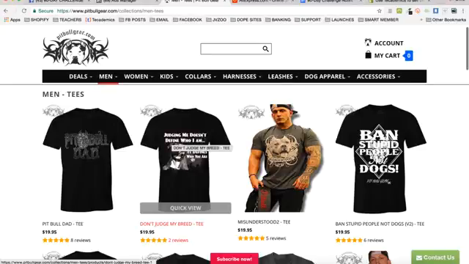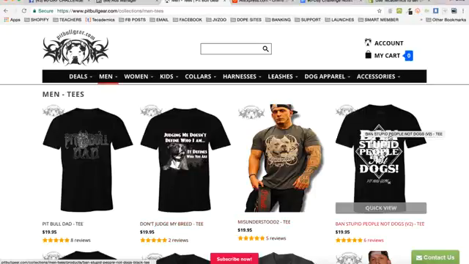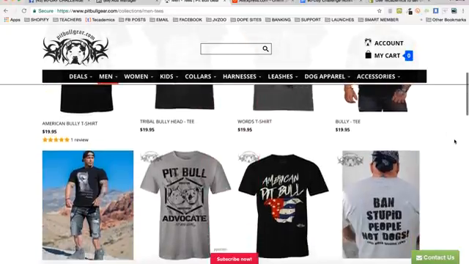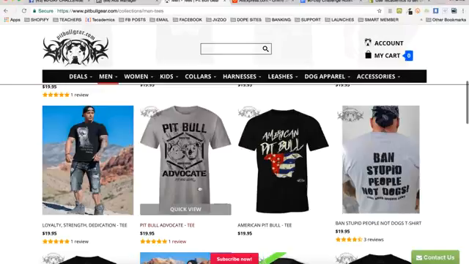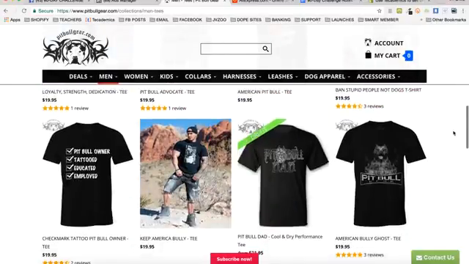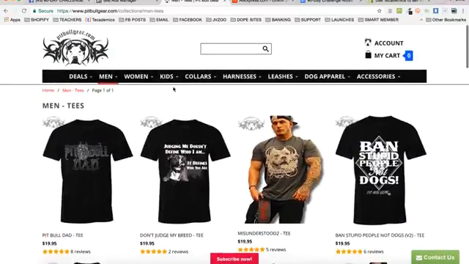Judging me doesn't define who I am, it defines who you are. This is basically calling out people that judge people who own pit bulls. Here's a picture of a pit bull with the word misunderstood. Ban stupid people, not dogs. See, these are targeting people who love pit bulls, okay? So pit bull advocate, American pit bull, ban stupid people, not dogs. And this one here, pit bull owner, tattooed, educated, employed. So this is really targeting a group of people. Okay, you can literally sell all this stuff.